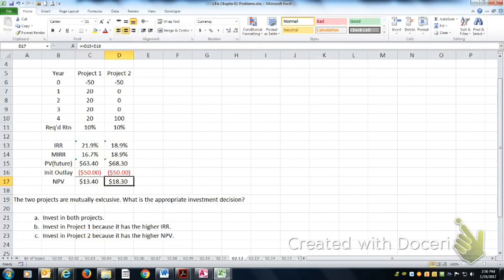When in doubt, the NPV rule always gives you the right answer. Okay? The higher net present value is the better project.